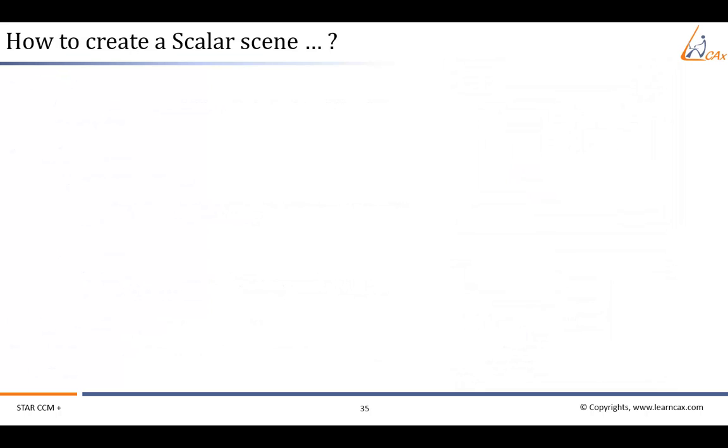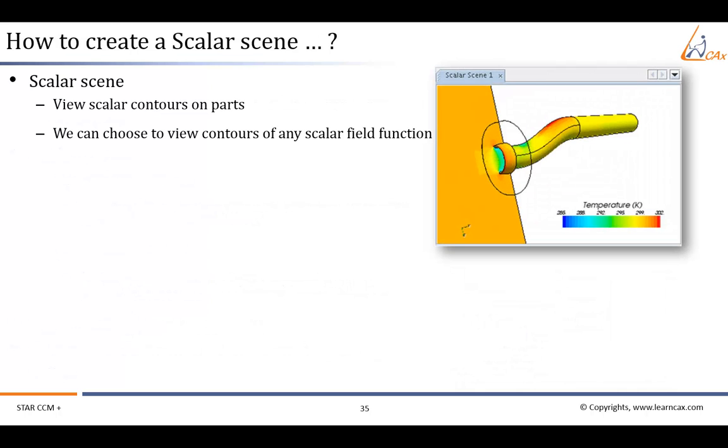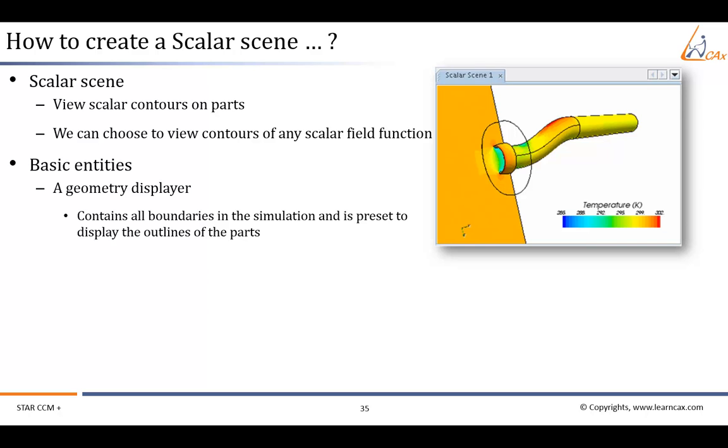Next is Scalar Scene. We can create a scalar scene to view scalar contours on parts. We can choose to view contours of any scalar field function. Along with the scalar scene, the basic entities that are created are a geometry displayer. This contains all boundaries in the simulation and is preset to display the outlines of the parts.